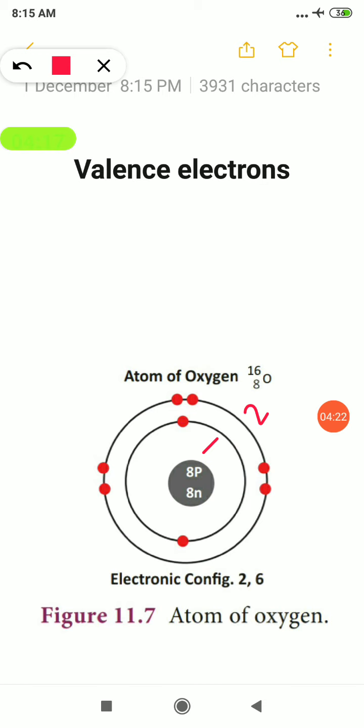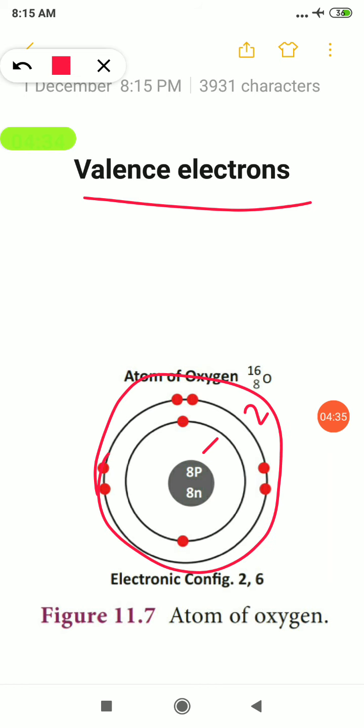The electrons in the last orbit are the ones that get involved in bonding. So they are given a special importance in chemistry, and the electrons present in the last shell of an atom are called valence electrons. Understood? What are valence electrons? The number of electrons present in the last shell of an atom, that is called valence electrons.